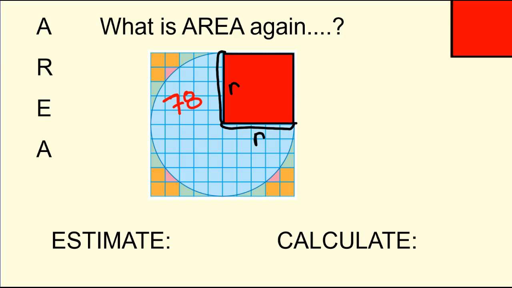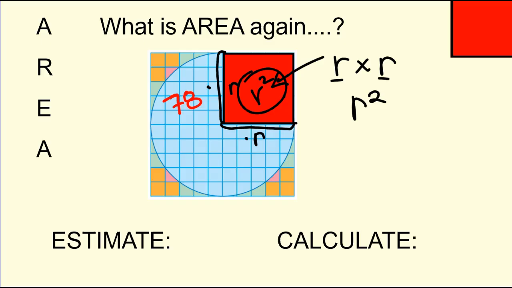And we know from finding the area of a square that we would do base times height, or length times width. So the area of this red square is length times width, or base times height, r times r. Which another way of writing that is r squared, right? One number times itself, r squared. So I get the area of this red box to be r squared.